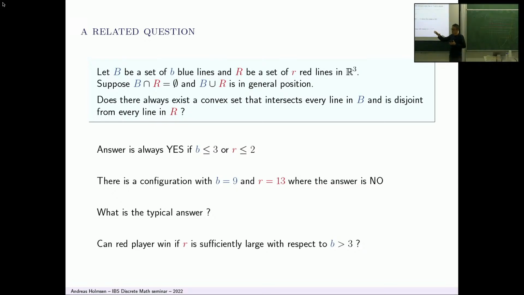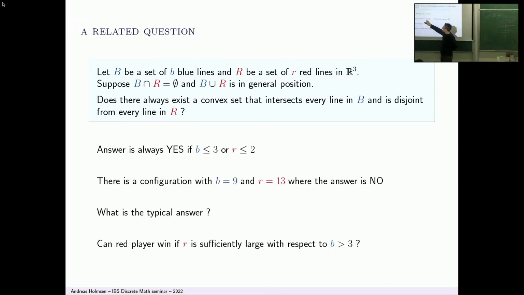Our construction was kind of a counterexample to this. Our construction was a family of blue lines, and no matter what red lines you put in, there's a convex set that intersects the blue, but is disjoint from the red. But like I said, those lines were not in general position. So our question is, if they're in general position, what is the answer here? If B is at most 3 or R is at most 2, the answer is yes. I can always find that convex set.